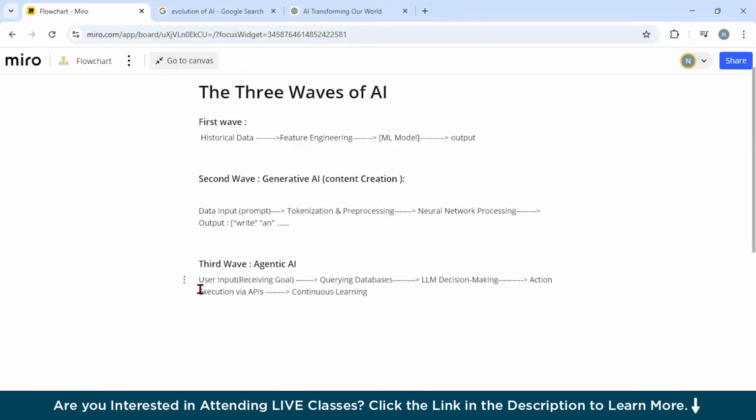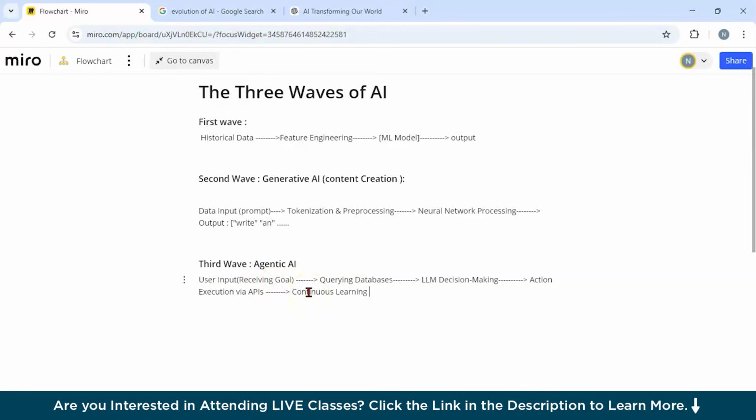So here the first step was the user input or receiving any goal. The user provides any high level instruction. For example, it could be something like, say, optimize warehouse shipments for maximum efficiency. And unlike generative AI, which would generate text, agentic AI executes real world actions.